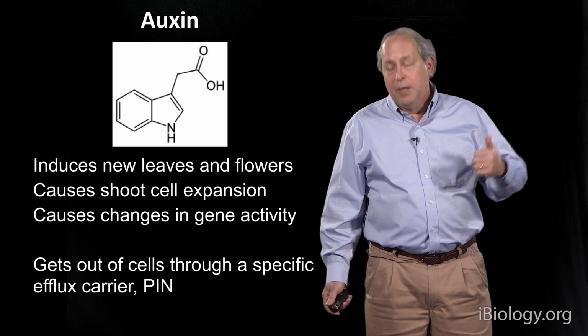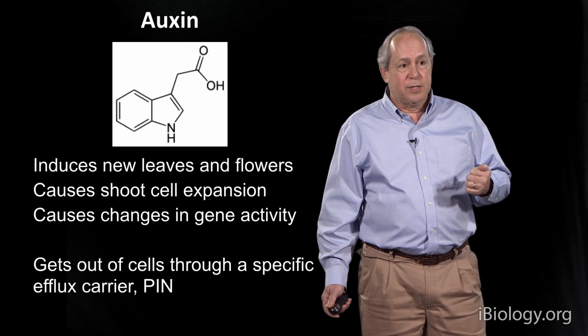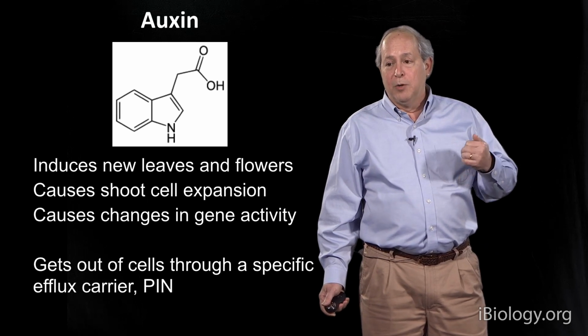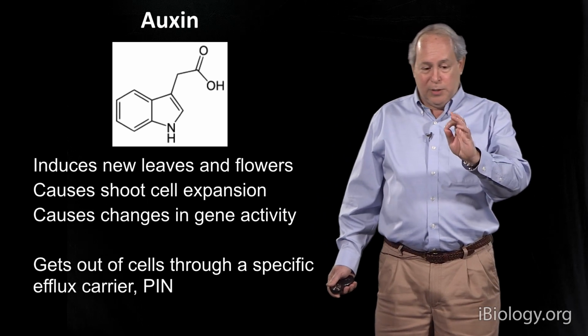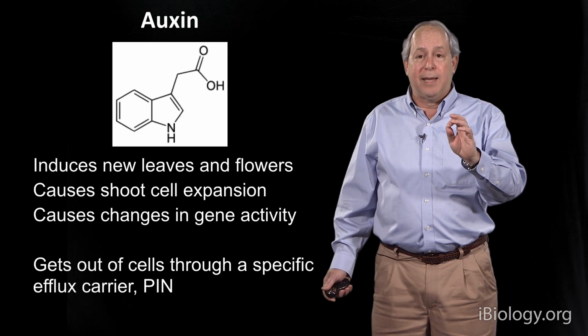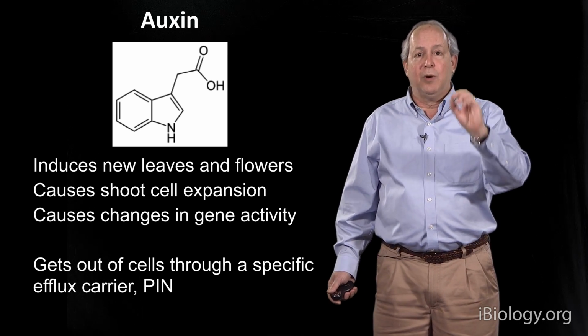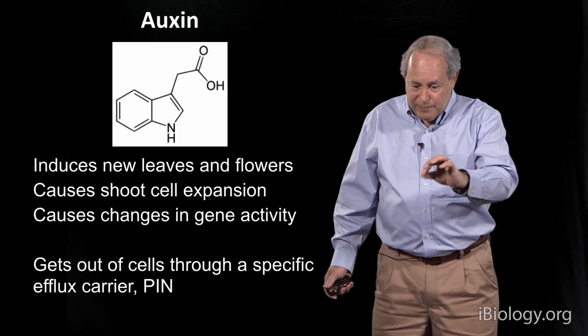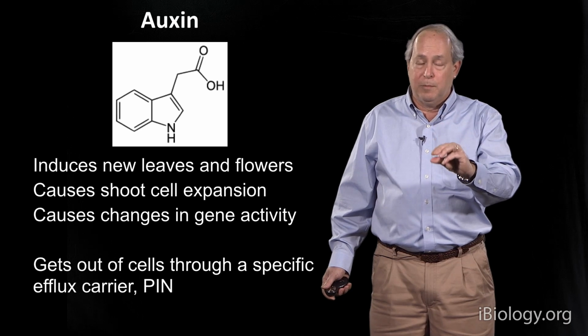One thing it does is it induces the new leaves and flowers in the shoot apical meristem. And this was shown most simply by Robin and Mary Snow in the 1930s, who took little bits of auxin mixed with lanolin, sheep grease, and they dabbed it onto meristems, and wherever they dabbed it, if it was around the flanks of the meristem, that invoked the formation of a new leaf or a floral primordium.